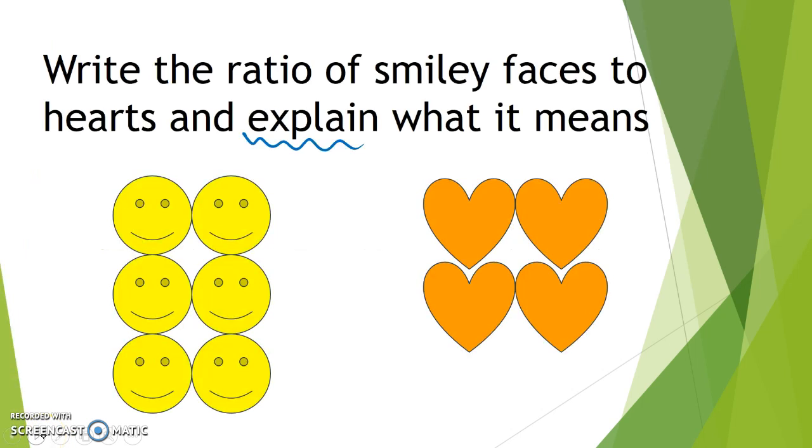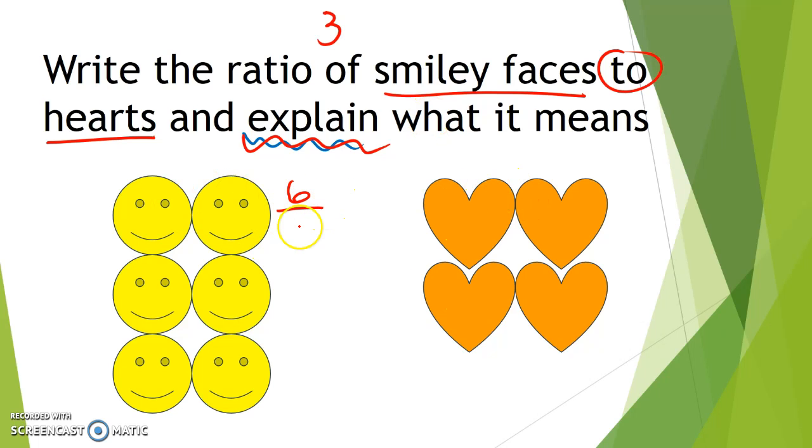So our first slide says to write the ratio of smiley faces to hearts. And we want to explain what that means. So we're going to take our ratio and put meaning to those numbers. So here there are three ways to write a ratio. The first way is our fraction. So we have to do smiley faces first. So there's 6 of those, to how many hearts, which are 4.